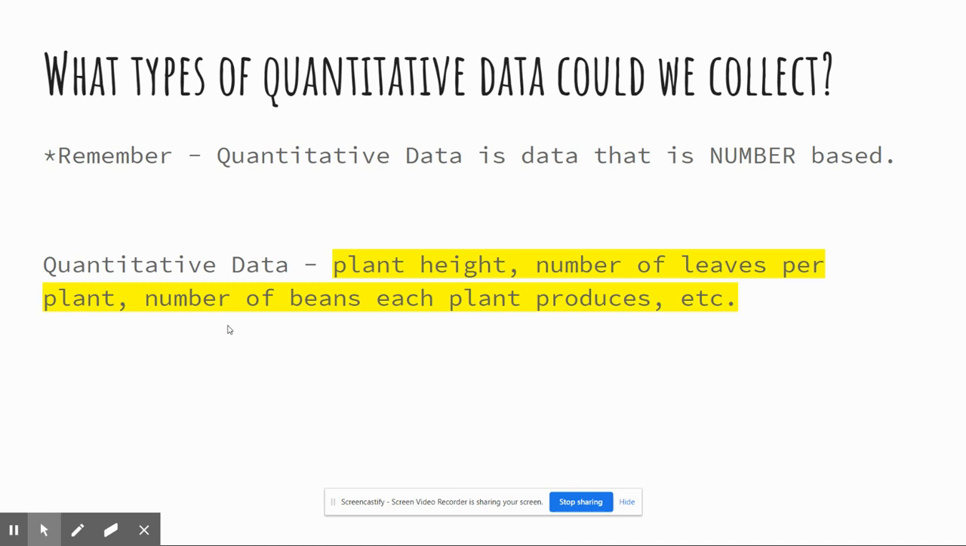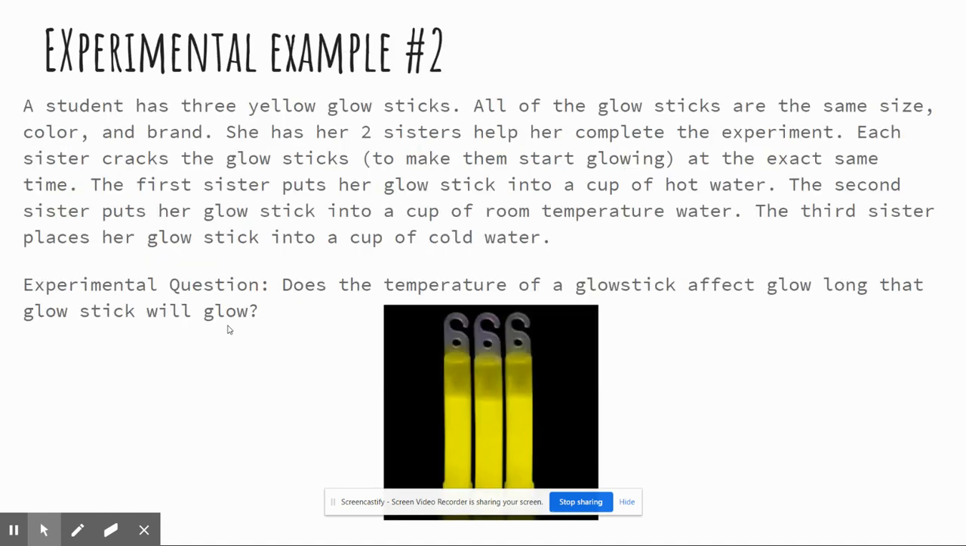So all of that is different types of data that we could collect that is number-based, okay, for that experiment. We're going to look at a second experiment and go through and see if we can figure out our experimental terms. So this is a different experiment, experiment number 2. And in this experiment, a student has 3 yellow glow sticks. All right, so we're gonna start off with glow sticks.